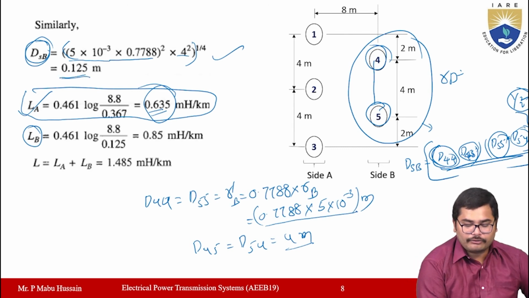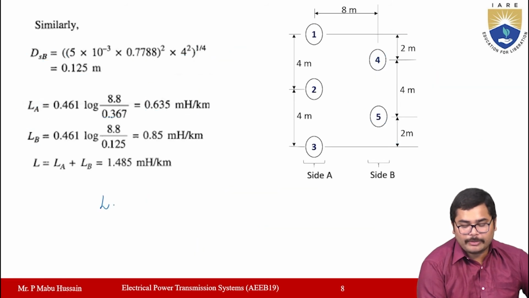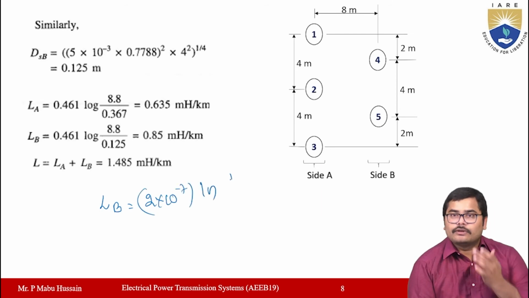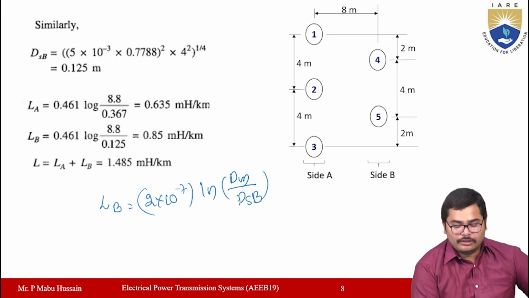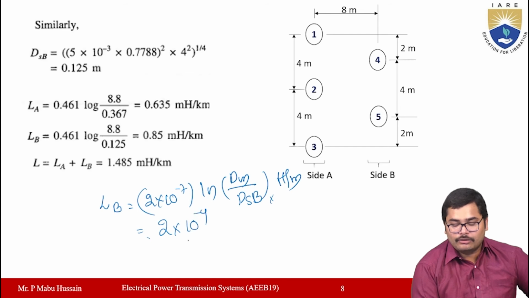So the value of inductance LB is equal to 2 into 10 to the power of minus 7 ln dm by DSB. This value is in henries per meter. If you want it in henries per kilometer, you have to multiply this with 1000, so it will become 2 into 10 power minus 4 ln dm by DSB henries per kilometer.